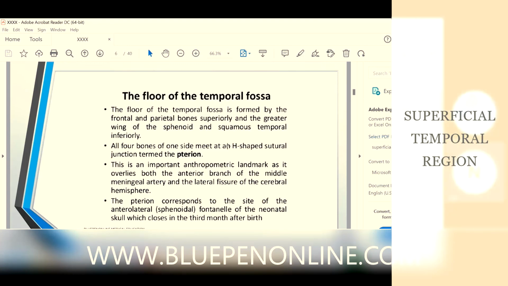Okay. And temporal lines: two, superior and inferior temporal lines. The superior is attached to the temporal fascia, and the inferior is attached to the temporalis muscle, ma'am. Okay.